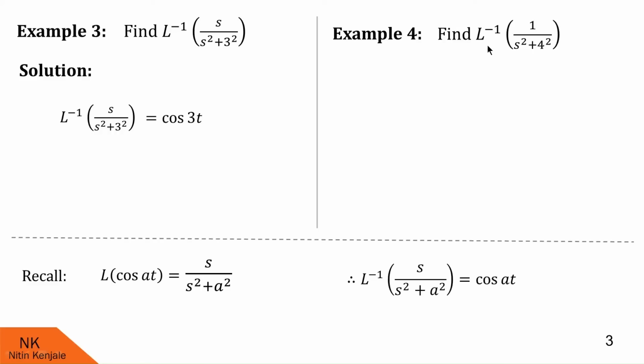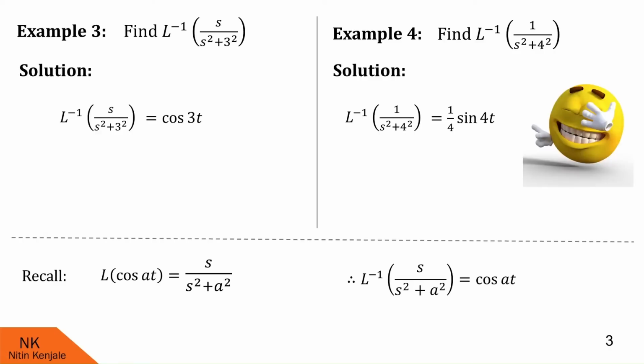Because L inverse is a linear operator and a constant can be taken out while operating this L inverse on the function. So to find out L inverse of 1 upon s square plus 4 square, you have to multiply and divide this function by 4. So L inverse of 1 upon s square plus 4 square can be seen as 1 by 4 into L inverse of 4 upon s square plus 4 square, which is sin 4t. Therefore, final answer is 1 by 4 sin 4t. I hope you guys understood this answer. Now let us proceed for next example.